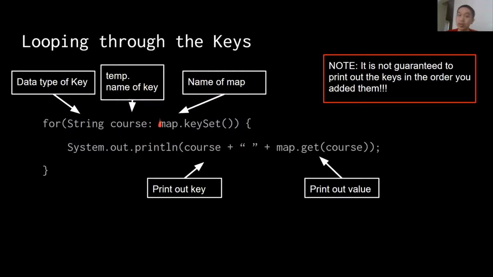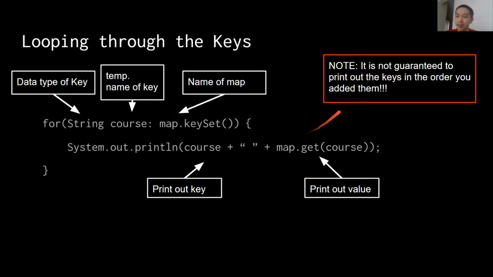And this is the temporary name of the key. You can call it anything you want, but this is the name that you're going to use when you're referring to the key in the for loop. And then you would put the name of the map here and .keySet. This returns a set that you can loop through. And you can print out the key and the value, right? So the key is course, as we've defined here. And map.get(course) gives me the value that's associated with that course.